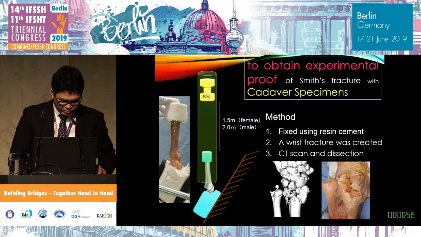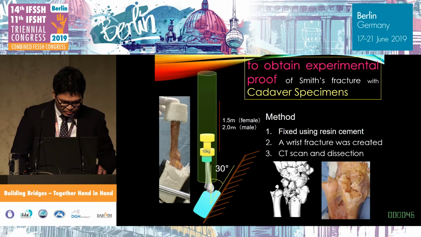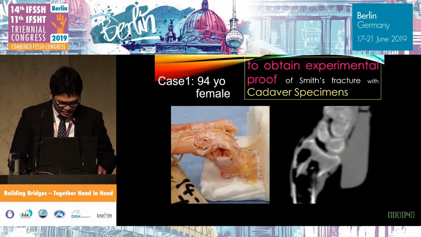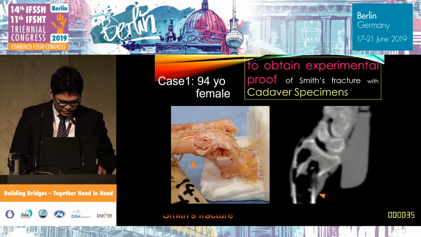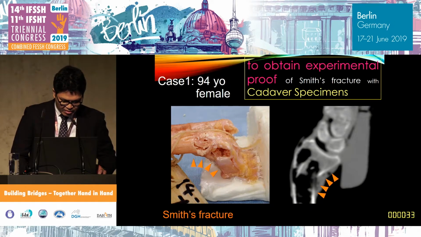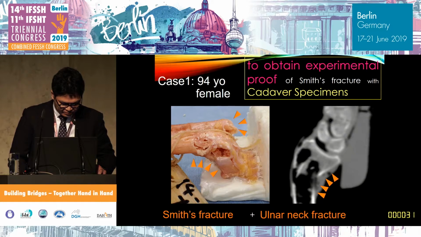To simulate falling in the standing position, the palmar aspect of the carpus was fixed with the wrist extended at 30 degrees. Wrist fracture occurred by dropping a weight. The type of fracture was evaluated by CT scan and dissection. As you can see, this is the arm of a 94-year-old female. Smith fracture occurred along with ulnar neck fracture.